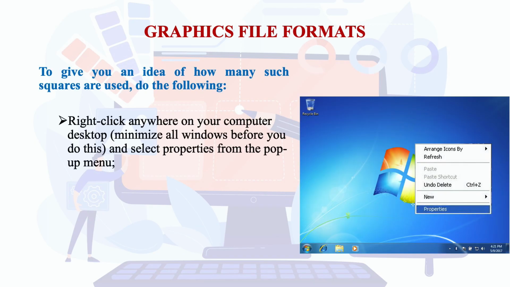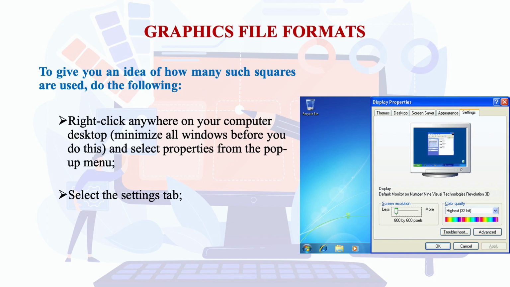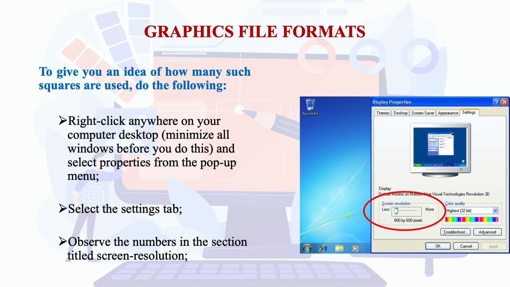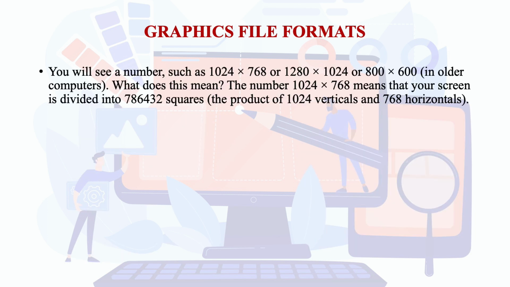Right click anywhere on your computer, minimize all the windows and select properties from the pop-up menu, then select the settings tab. Observe the numbers in the section titled screen resolutions. Then you can see numbers such as 1024 into 768 resolution, or 1280 into 1024, or 800 into 600. These are the resolutions. What does this mean?